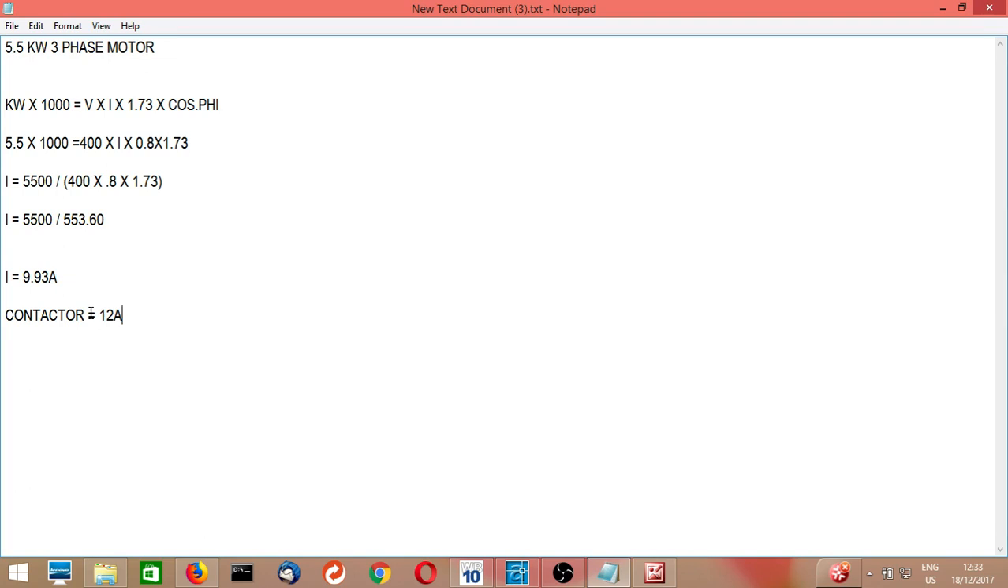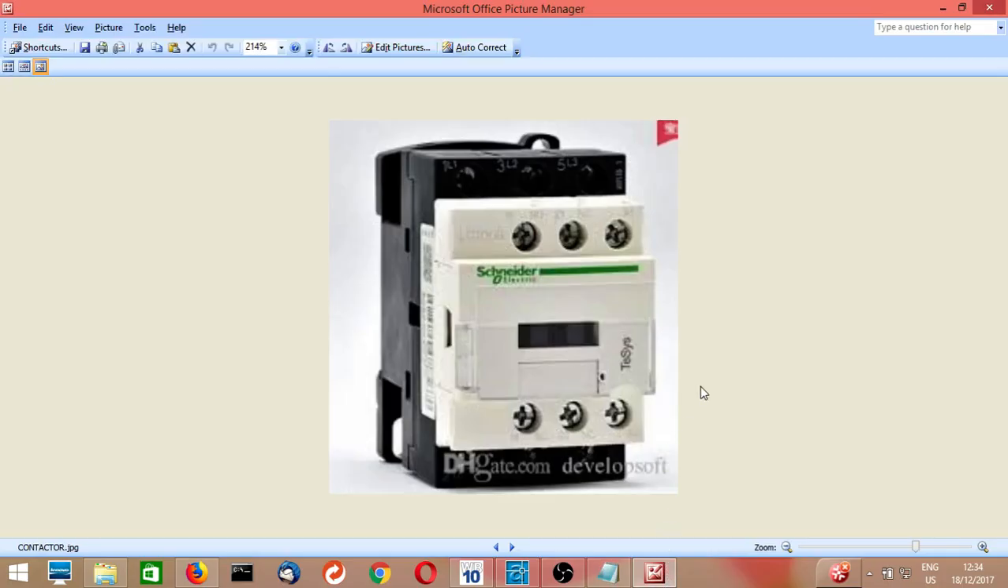We cannot consider a 9 ampere contactor because our full load current is more than 9 ampere. After getting the calculated current, the rating should be a little higher than the calculated current of the motor, so it will be safe. Otherwise, after long use, the contact points of the contactor may get burned and it will easily get damaged. So we will consider a 12 ampere contactor, and basically this Schneider contactor which I showed in the picture is AC3 duty. That means it can handle the electrical motor.